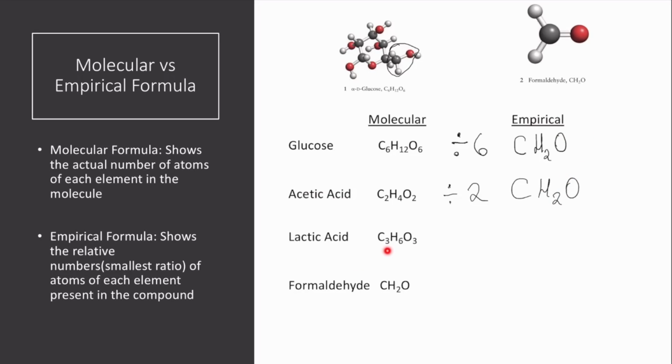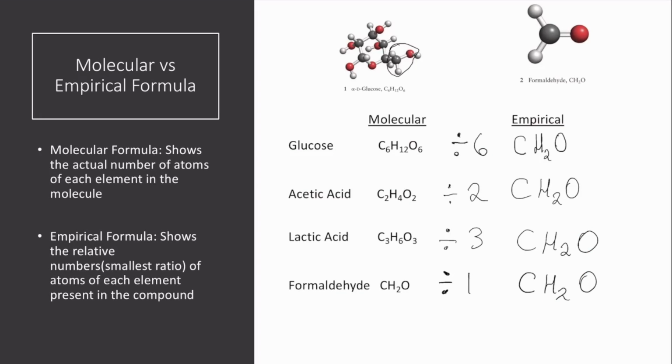Next is lactic acid with this molecular formula. In this case, the greatest common divisor is 3, and we get the same empirical formula. Finally, we have formaldehyde with this molecular formula, and in this case, the ratio of carbon to hydrogen and oxygen is already the smallest, so we don't need to do anything. We can just write the same formula for the empirical formula. Or you can just assume that it is divided by 1, which gives you the same formula.